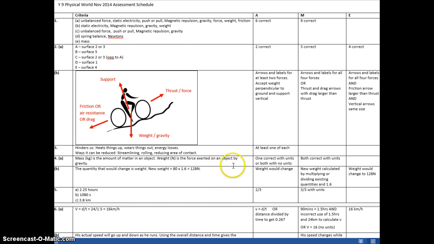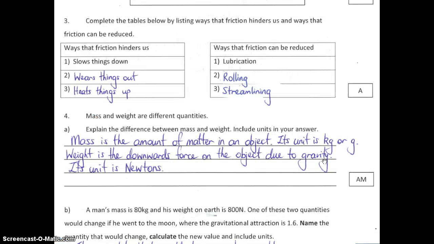The way the marking worked for this one is that if you got one correct definition with units, or if you had both without units, then that was enough to achieve. If you had both definitions correct with units, then that was enough for merit for that question. So quite a few people didn't read the question carefully enough, and they didn't include units in their answer. You must read the question carefully.